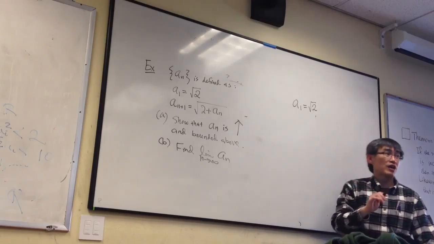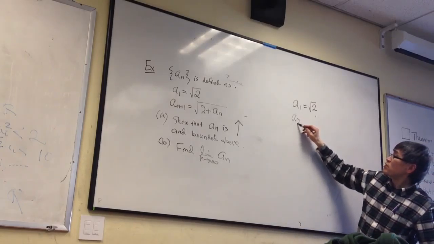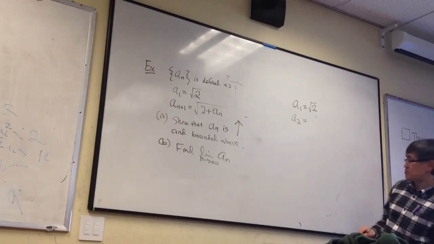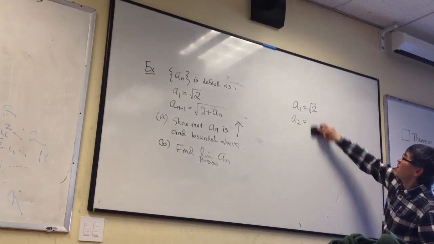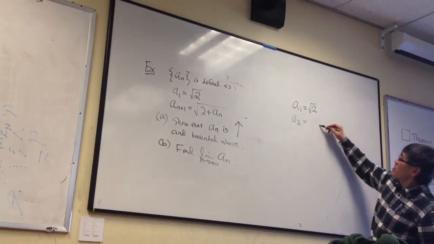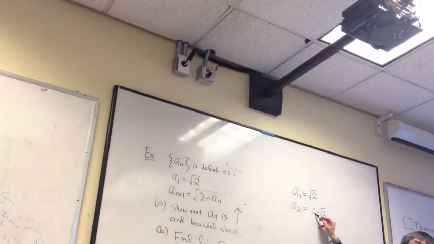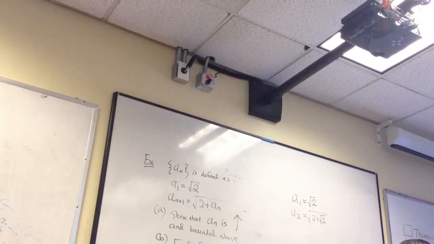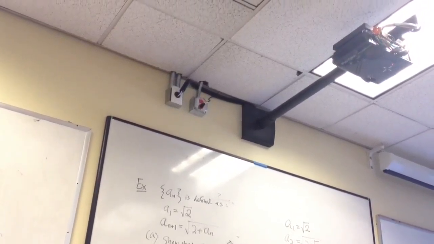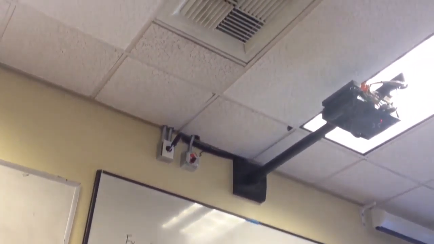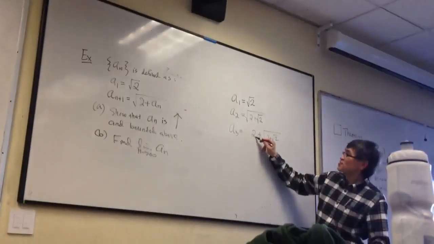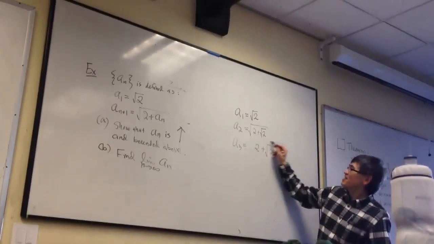Let's try to understand how this sequence works. What is A2? You take A1, which is square root 2, add 2 to it, and then take square root. And what is A3? You take the previous term, which is this one, I copy over. You add 2 to it, and then take square root.